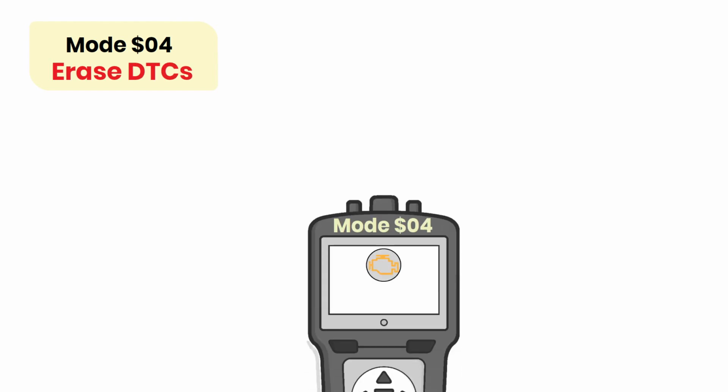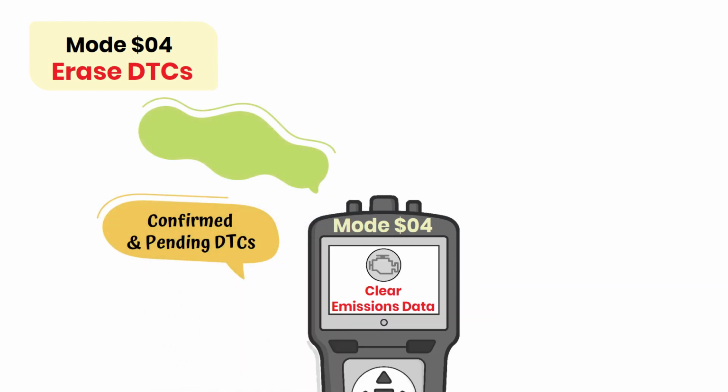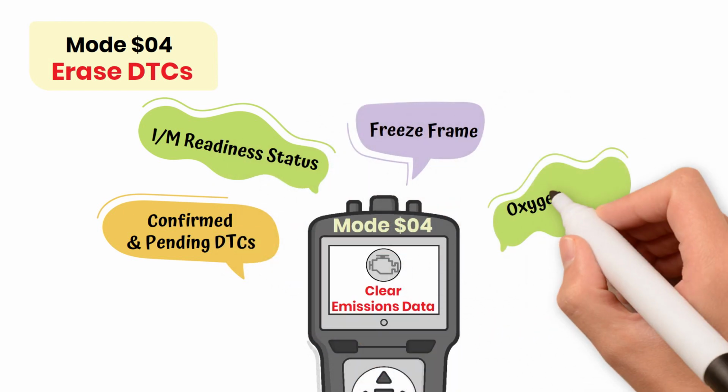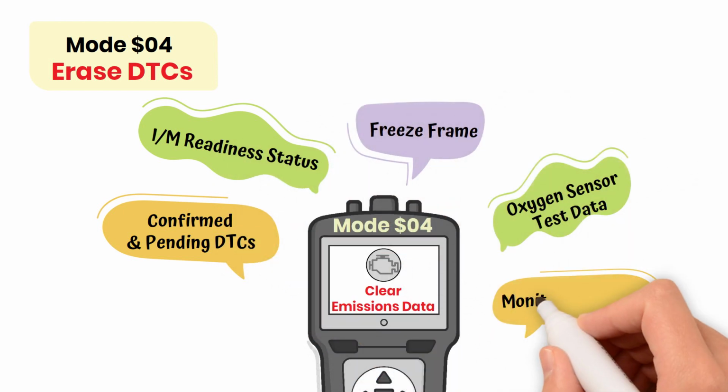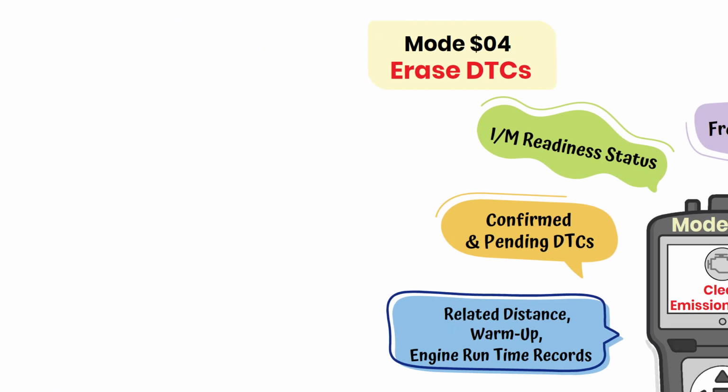After that, erase DTCs, Mode 4. This mode sends a request to turn off the check engine light and clears all emissions-related data, including confirmed and pending DTCs, IM readiness status, freeze frame, oxygen sensor test data, monitoring test results and related distance, warm-up, and engine runtime records. Moving on to the OBD oxygen sensor test, Mode 5.